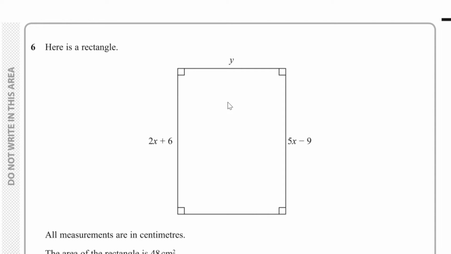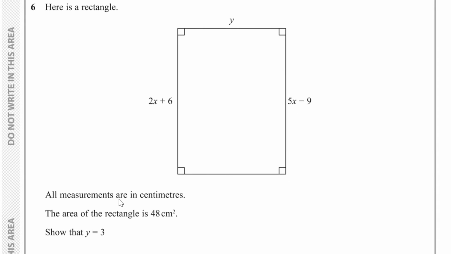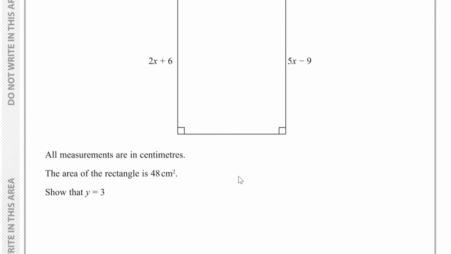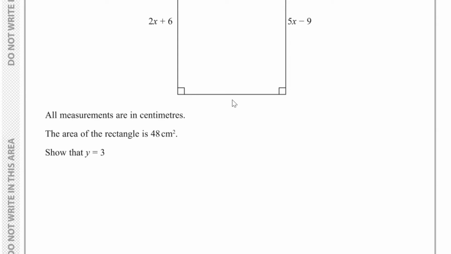Question number 6. Here is a rectangle and all measurements are in centimeters. The area of the rectangle is 48 centimeters squared, and we have to show that y is equal to 3. So here we've got a length of 2x plus 6. Here we've got a length of 5x minus 9. Here we've got a length of y. And we need to work out what y is. Well, of course, this will also be y because opposite sides of a rectangle are equal.